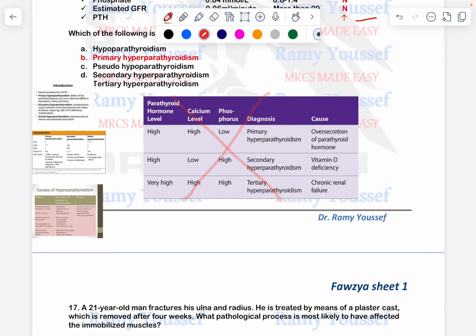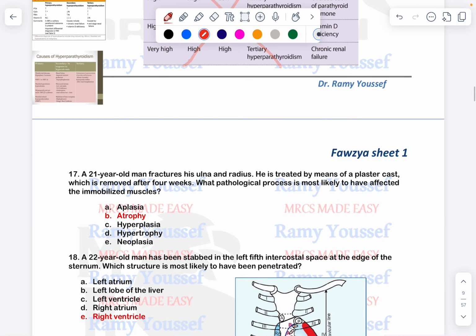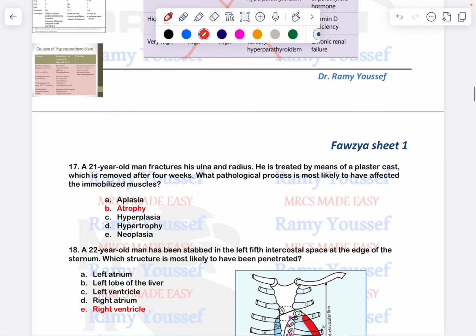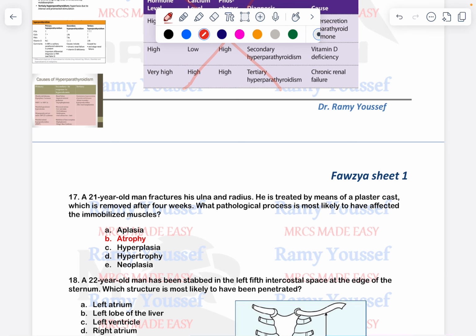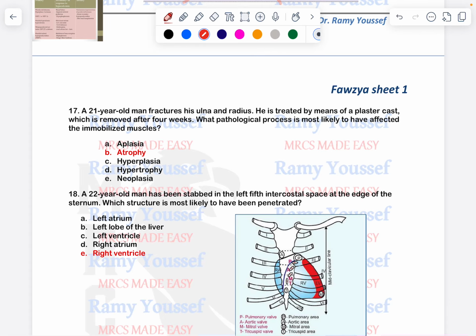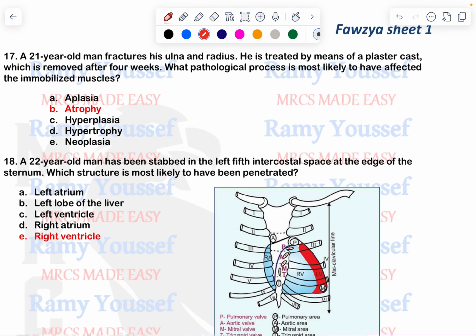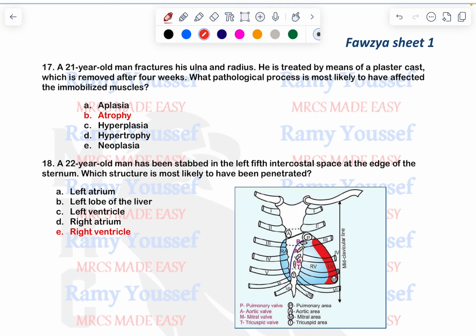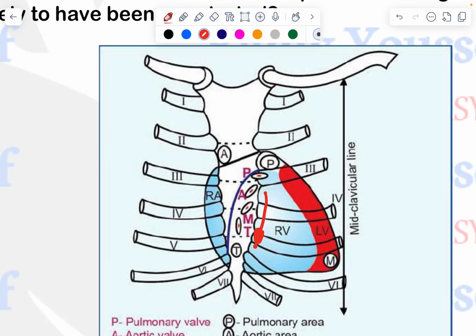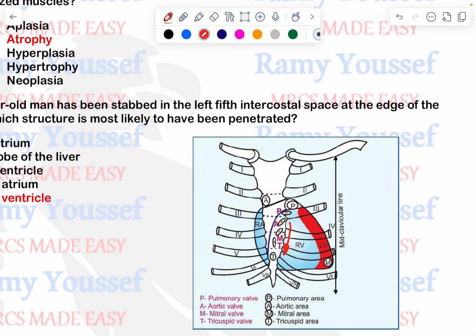A 21-year-old man fractured his ulna and radius, treated with a plaster cast which is removed 4 weeks later. Which pathological process is most likely to have affected the immobilized muscle? When a muscle is kept immobilized for a longer time, it leads to atrophy. A 22-year-old man is stabbed in the left intercostal space at the edge of the sternum. Which structure is most likely to be penetrated? This is the right ventricle, not the left ventricle. Anywhere near the edge of the sternum it will be the right ventricle, and at the mid clavicular or mid axillary line, it will be the left ventricle.